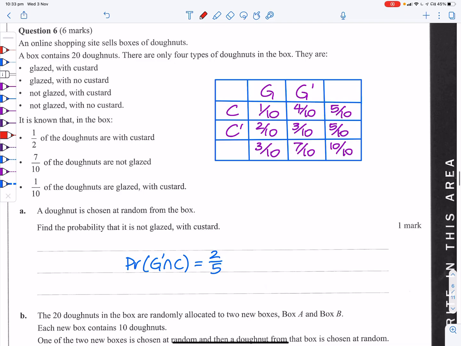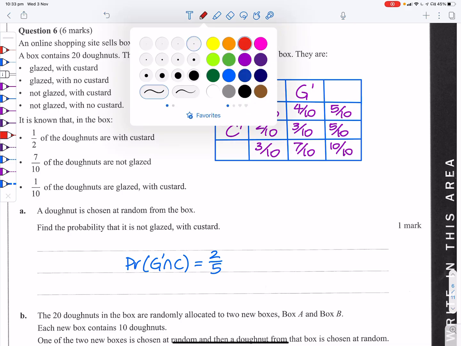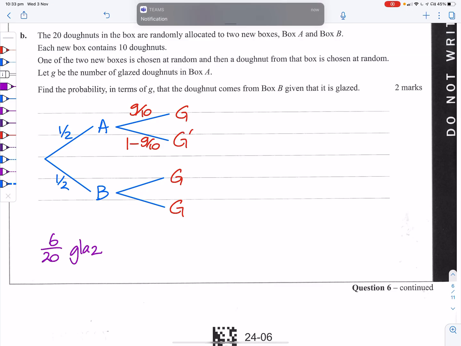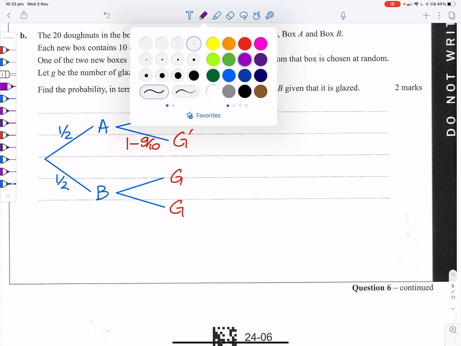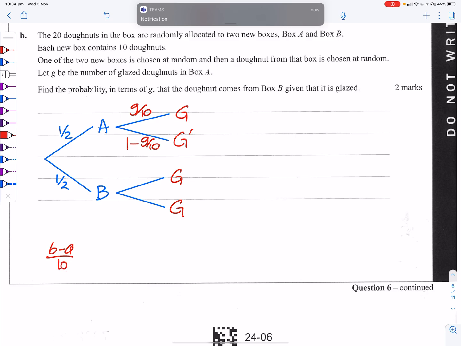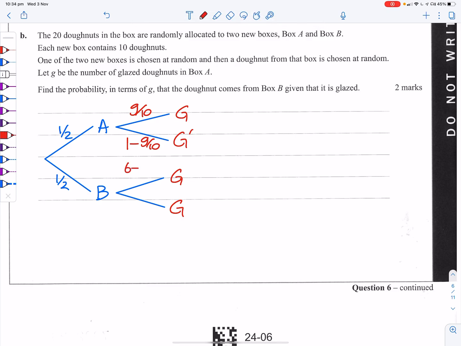We also know that the amount of glazed donuts is 3 out of every 10, which means that 6 out of the 20 are glazed. Now, if we know that the amount that are glazed is G, we know that the amount in the other box is 6 minus G over 10. Because G is the amount in one box and there's 6 in total, 6 minus G on 10 will be how many are in the other box.